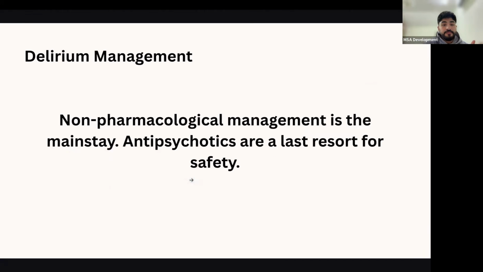Now, how do you treat them? Usually, the non-pharmacological management is the mainstay of delirium. Do not just go and say, this patient is having these episodes, we're just going to put them on antipsychotics. No. You start with non-pharmacological management.